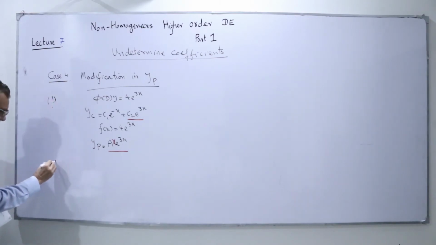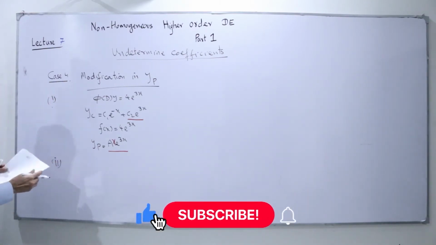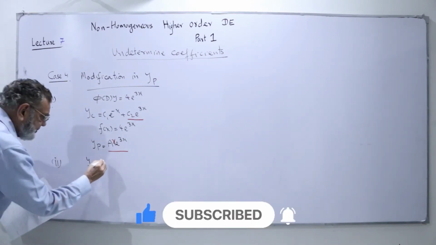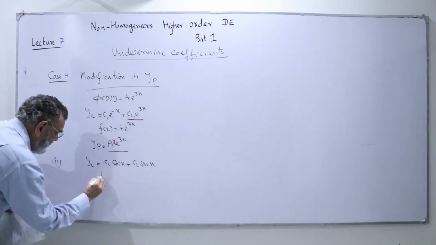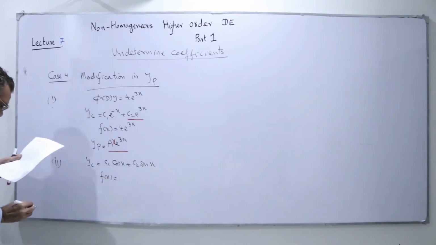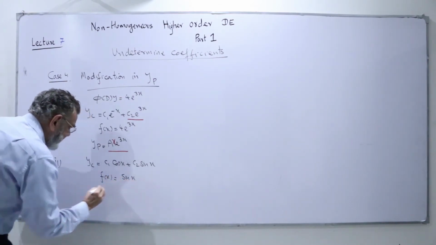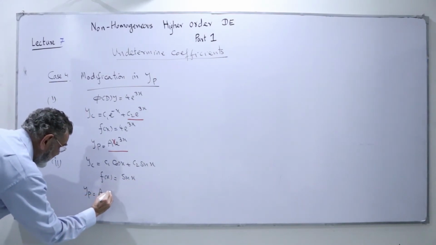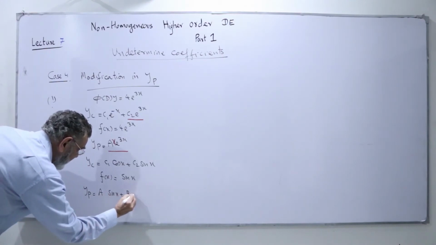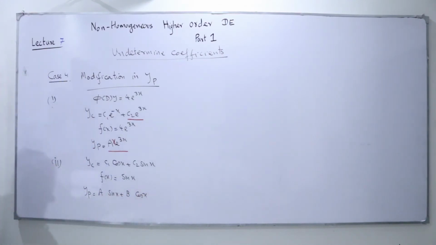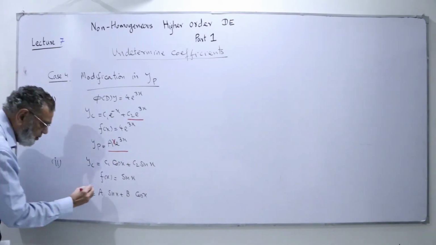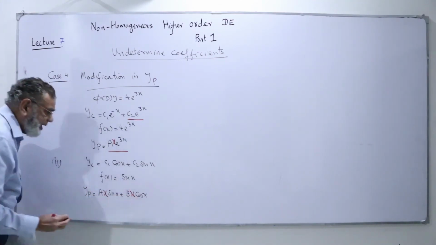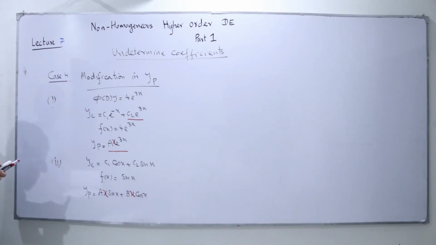I give you another example for this purpose. Example 2: we have a differential equation whose yc is c1 cosine x plus c2 sine x, and f(x) given to me is sine x. So in principle my yp will be equal to a sine x plus b cosine x. But when I write my general solution, I can see easily that this falls with this one and this falls with this one. They are not linearly independent. To make them linearly independent, because the roots are repeated, we multiply by x, and that's the modification in the value of yp.